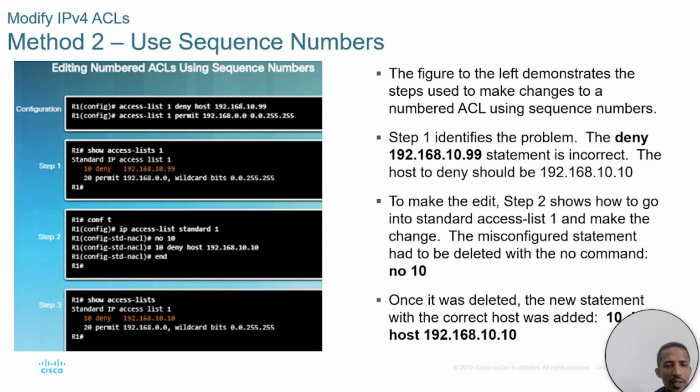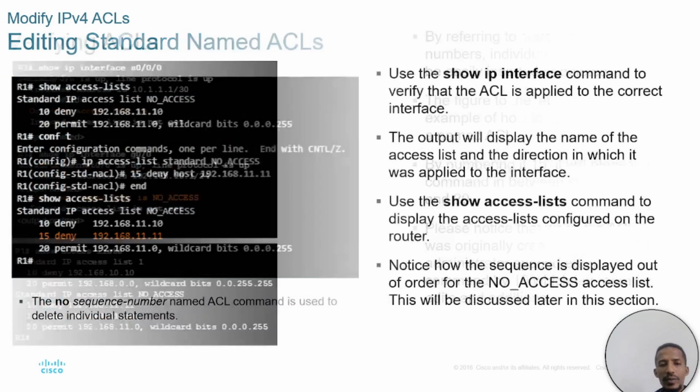So we can use numbering. You can see that show access list number 1. So here you have access list 1. We have a number which is 10. So we might have a modification.